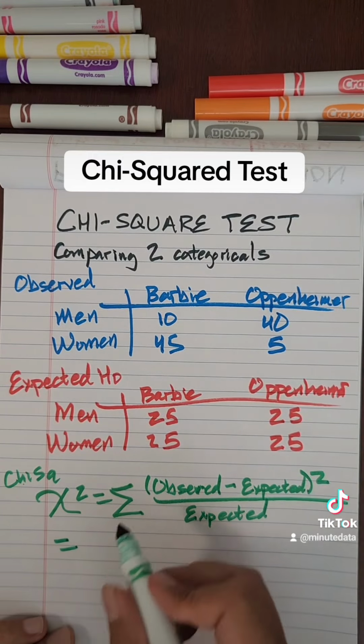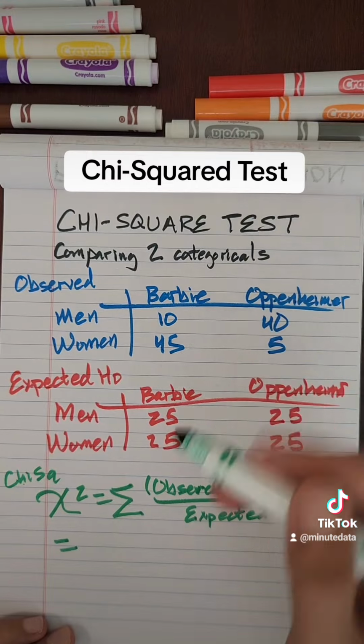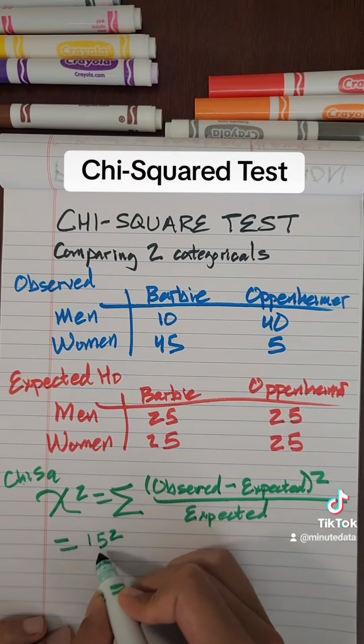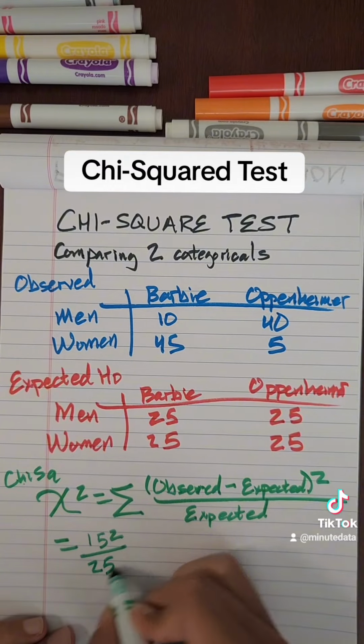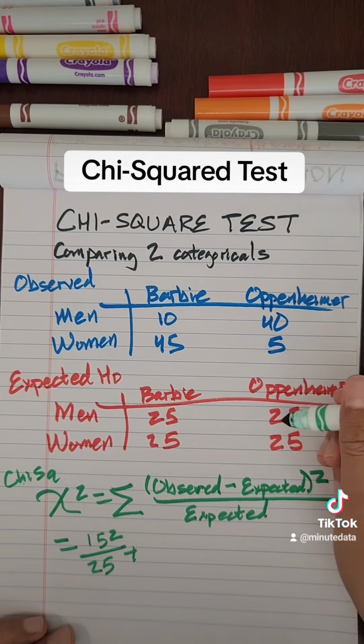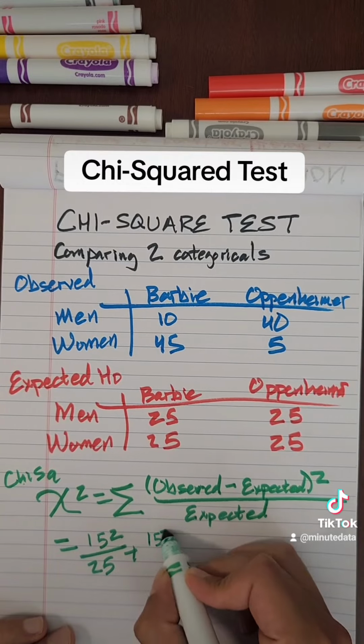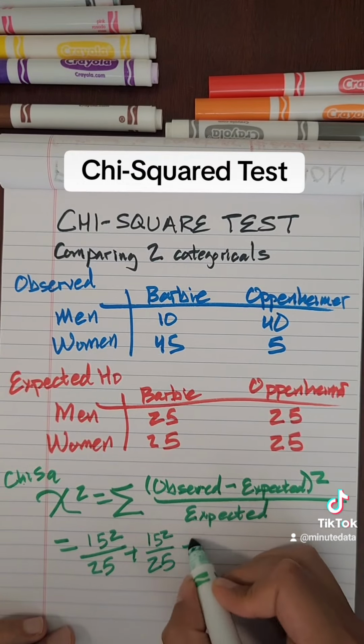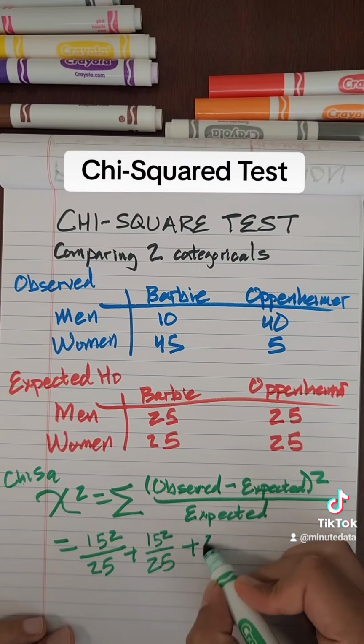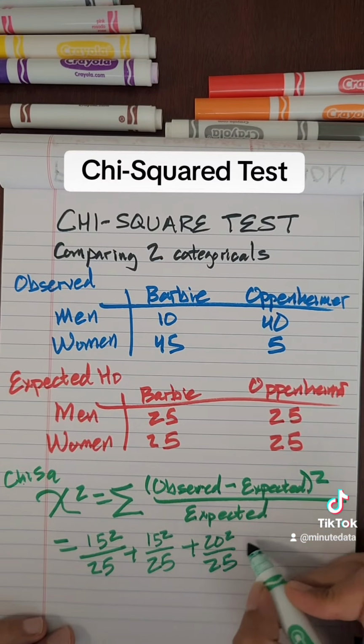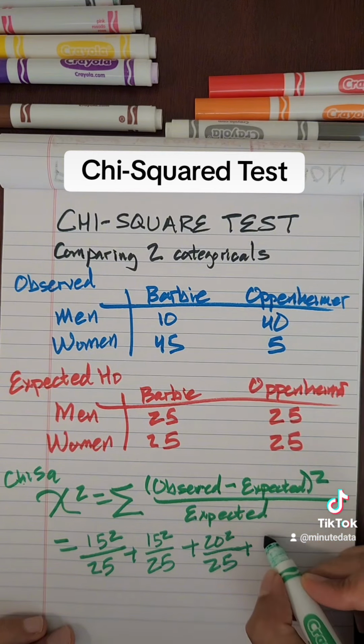And then in our example, it would be, let's see, 10 minus 25, that should be 15 squared divided by expected, which is 25. Let's see, 40 minus 25, that's also 15 squared divided by 25. 45 minus 25, that's 20 squared. And then finally 5 minus 25, that is 20 squared also.